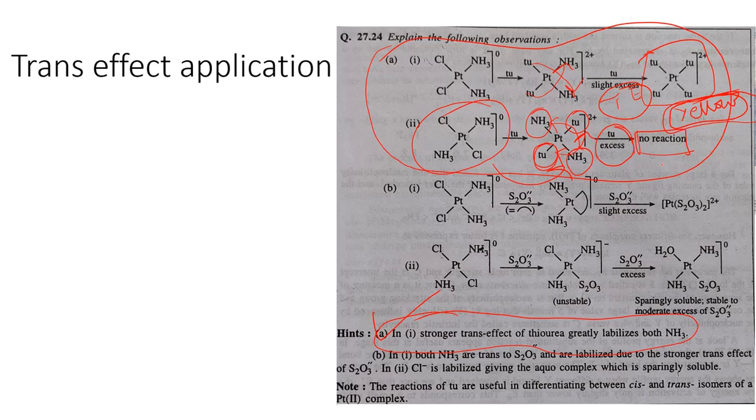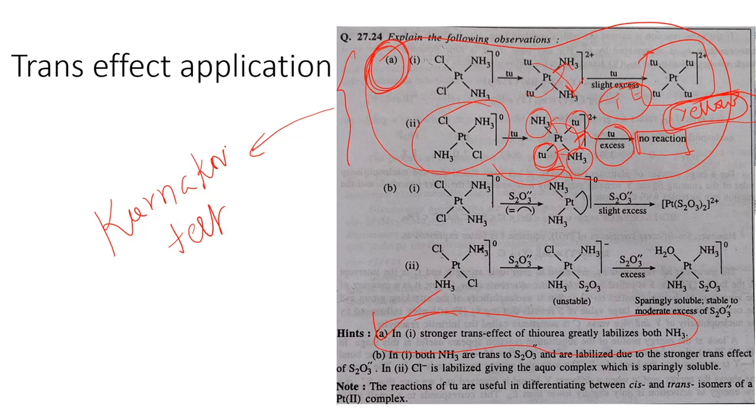And finally I want to mention that in the reactions between cis and transplatin, the process to distinguish them, the first reaction, named A, is basically named the Kurnakov test. It is important: when you are asked how to distinguish between cis and transplatin, you have to answer like this, that through the Kurnakov test we can distinguish, because cisplatin will react like this, and transplatin will react like this.